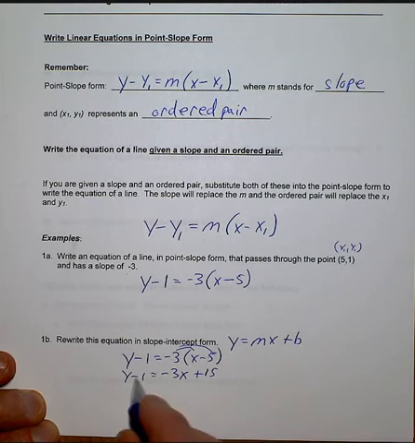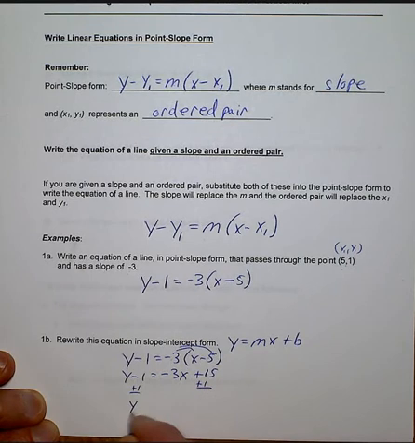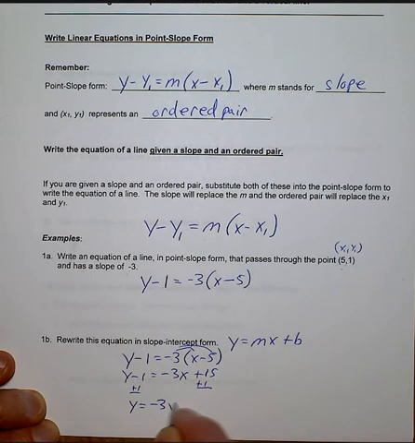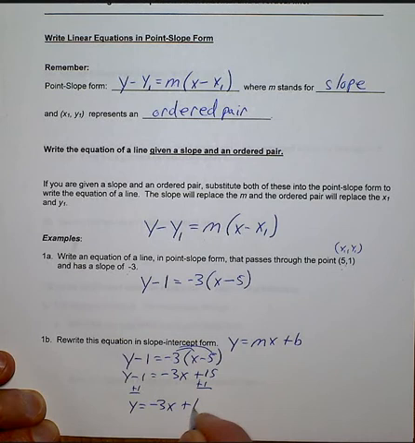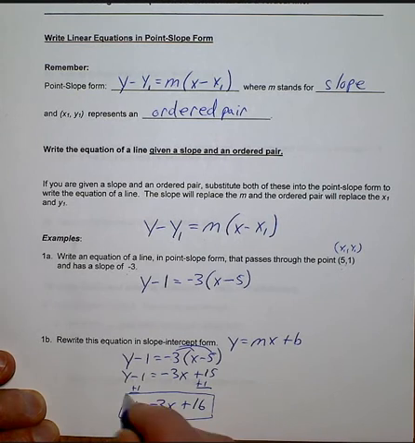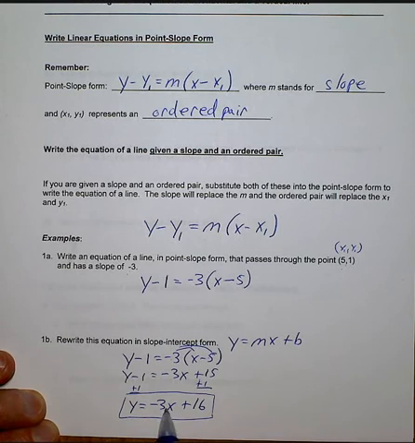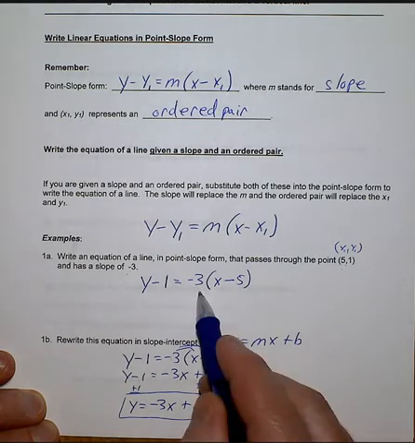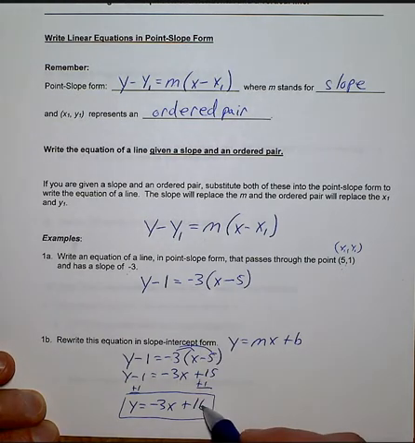Now I've got to get this 1 over here. I want y by itself. So I'm going to add 1 to both sides. So I get y equals -3x, 15 plus 1 is 16. And that's it. That's slope-intercept form. We went from point-slope form to slope-intercept form. Okay?